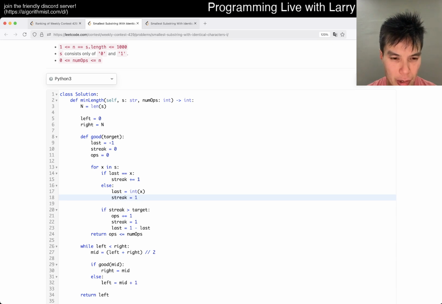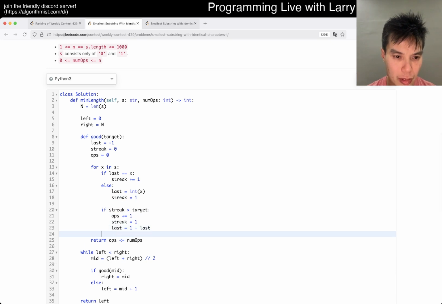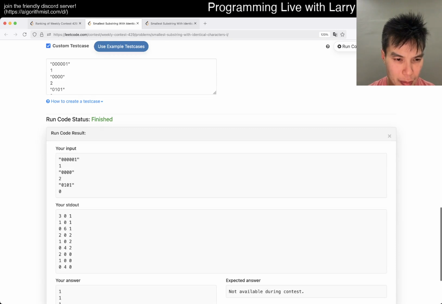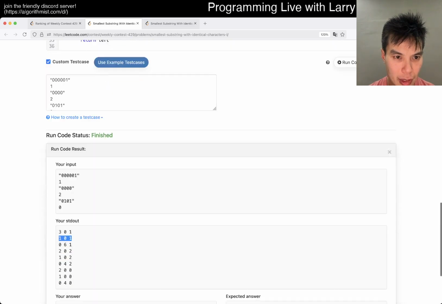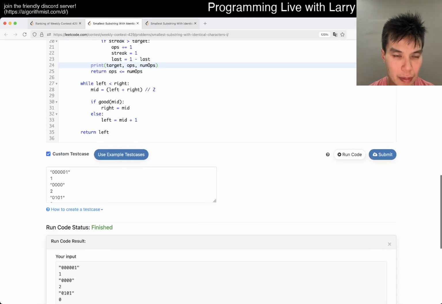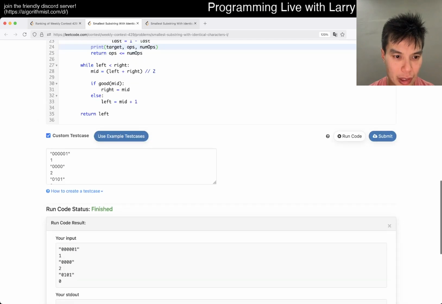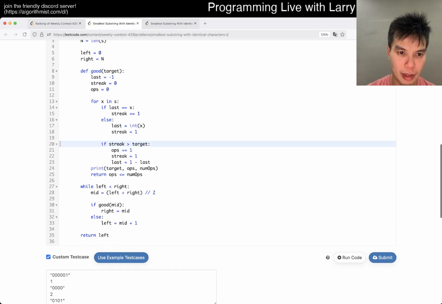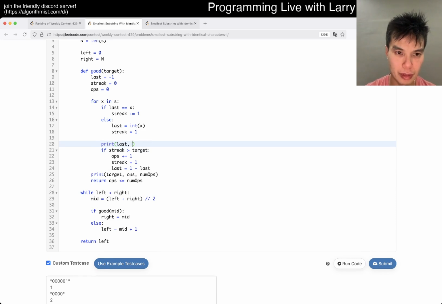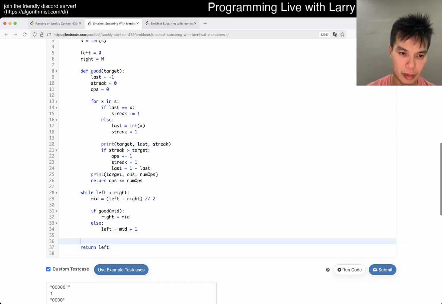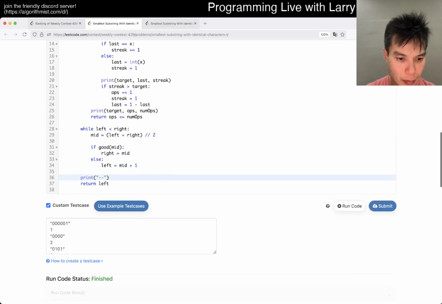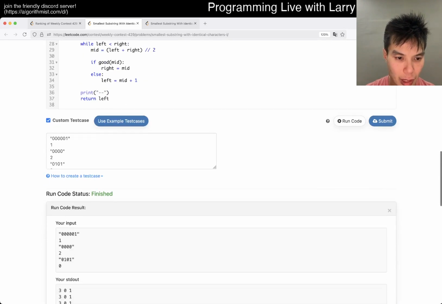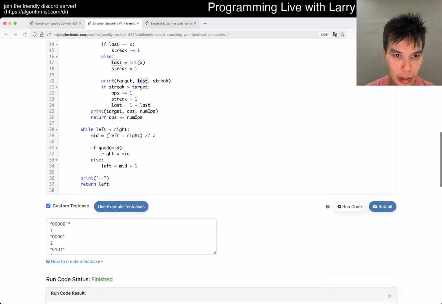If streak is greater than target. I can't believe I have to debug this. But here's what it is. Okay, so on 3, on 1, it thinks it does, well, wait, what? Target is 1, ops is 0, that is not right. Right. Target 3, last is 0, streak is 1. Streak is not greater than target, okay?